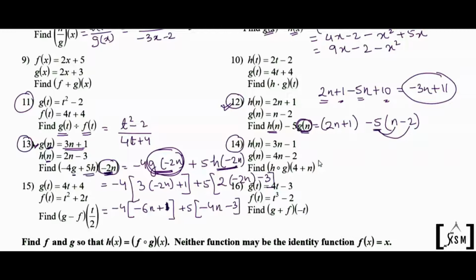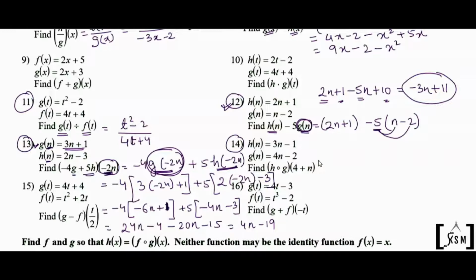Now we'll have to break the bracket. So negative 4 multiplying with negative 6n will be 24n minus 4, and then 5 will multiply with both of them, giving minus 20n and minus 15. So that will give us 4n negative 19, right? So that's my answer, guys.